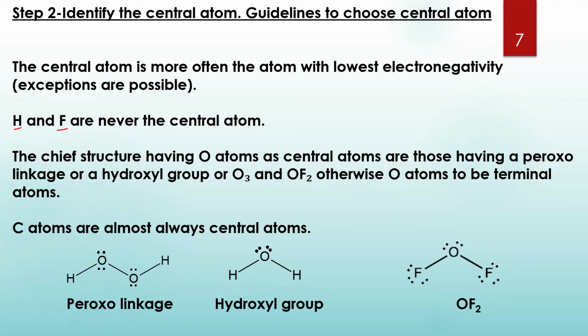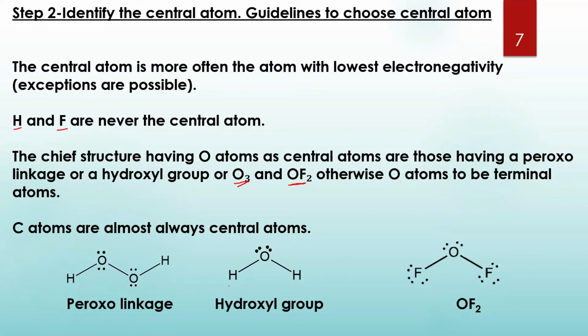Fluorine is the most electronegative atom in the periodic table. So it also can't be the central atom. Oxygen, which is the second most electronegative element, can be the central atom in certain cases. And those cases are O3, which is ozone, and OF2. In OF2, since fluorine is more electronegative than oxygen, oxygen has to act as the central atom. And also in hydroxyl and peroxyl groups.